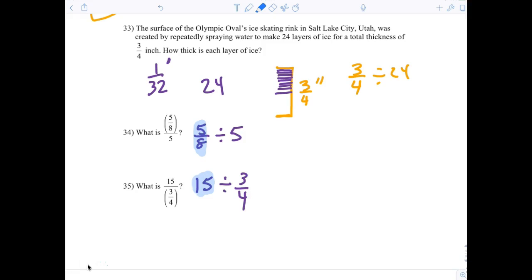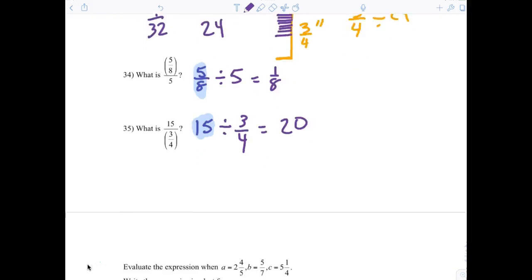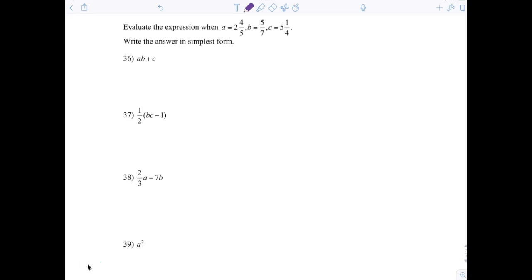All right, so Coleman, what was number 34? 1 1/8. Chloe, what was 35? 20. Beautiful. All right, let's move up. Now, this is just practicing using your calculator. What did you get for 36, Carly? 7 1/4. Did anybody else get 7 1/4? Again, I'm just showing you how to use your calculator. Does everybody agree with me? I'm making sure you can use your calculator.